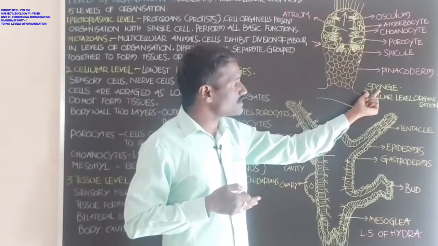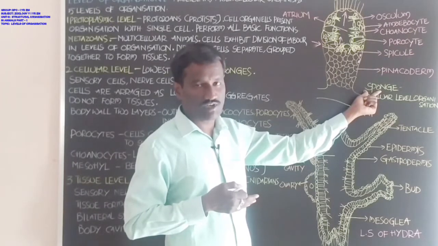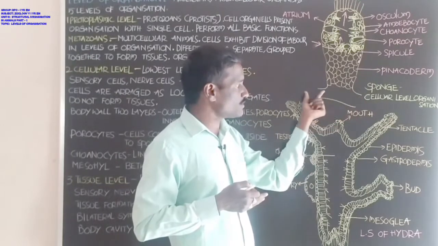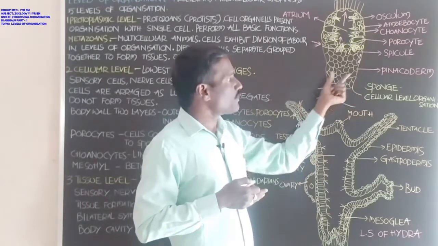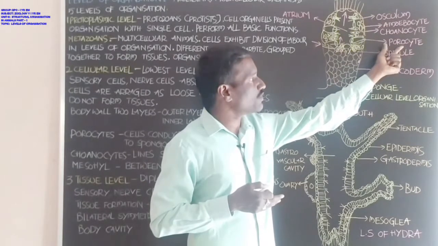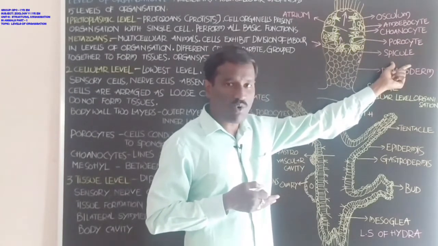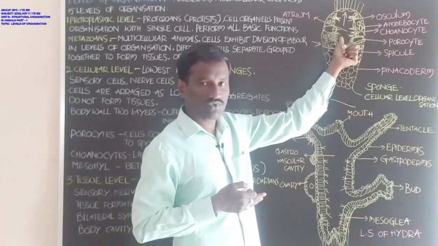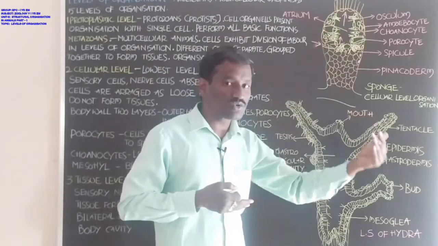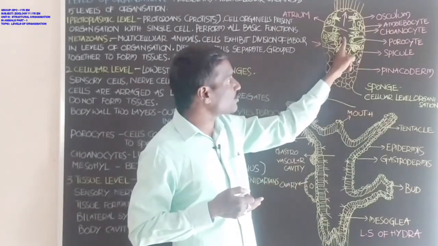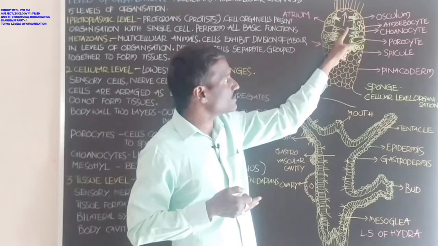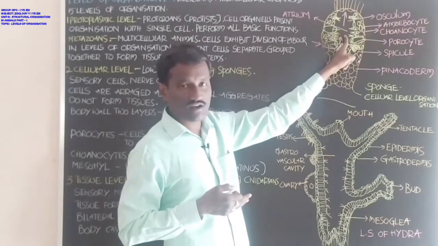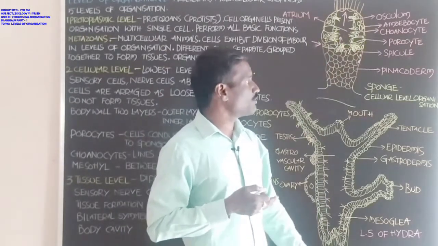Sponges are water animals that live in fresh water and marine water, attached to the substratum by the base part. By the help of the porocytes, the surrounding water enters into the inner part. Porocytes allow the entry of water into the inner cavity. Okay, that is about porocytes.